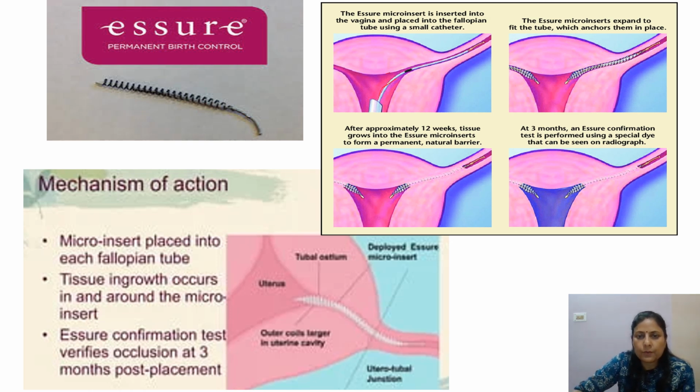hysteroscope, a micro insert is introduced and placed into the fallopian tube using this catheter, and these micro inserts expand to fit the tube and anchor them in place. Like this, it will block the fallopian tubes, and after 12 weeks the tissue grows into it, and it will lead to a permanent barrier. So it's a permanent method of contraception in females.